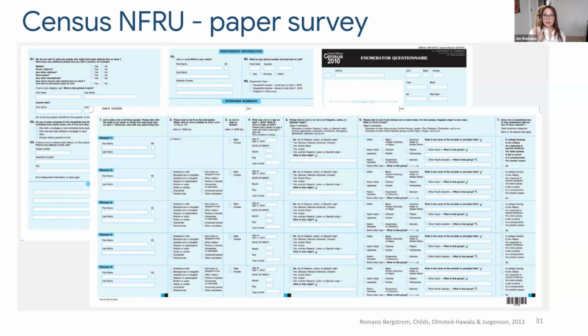And here, the product is the actual survey. So this was a tri-fold double-sided survey. That was one of the products we were testing.